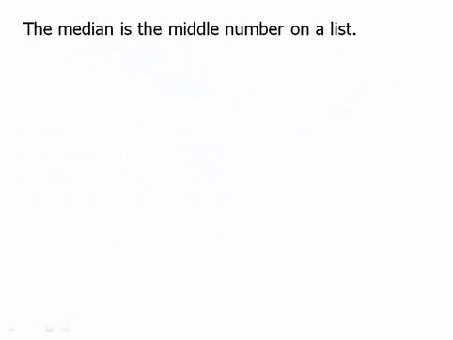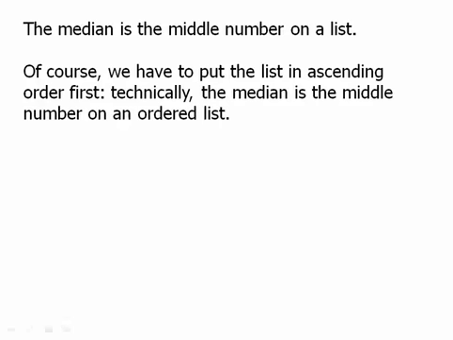Now the median. The median is the middle number on a list. We have to be a little careful here. We have to put the list in ascending order first, that is, from smallest to biggest. Technically, the median is the middle number on an ordered list. So we can't just write them in any jumbled order and then say, okay, the median is the one that happens to be sitting in the middle of that jumble. No, we have to put the list in order from smallest to biggest.